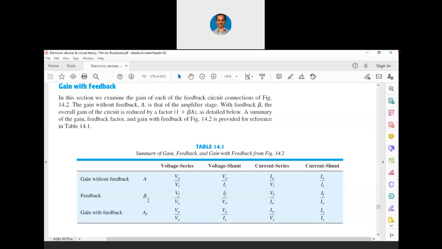This gain without feedback is referred to those particular terms. Now feedback or beta with voltage series is Vf by V0. In case of voltage shunt, it is If by V0 because it is voltage shunt. So we are choosing the current source there at the input, as I had told you already yesterday. In case of current series, it is Vf by I0, and in case of current shunt, it is If by I0.